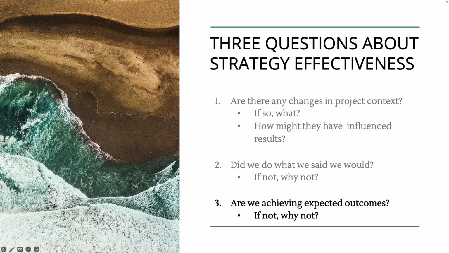In Module 2, we discussed these 3 types of monitoring questions that you and your team should address to evaluate the effectiveness of your strategies and to determine if any adaptive management decisions are needed. As you may recall, each monitoring question requires compiling and tracking different types of data. In this module, we'll focus on compiling and tracking the data required for answering question number 3. Are we achieving the expected outcomes? And if not, why not?